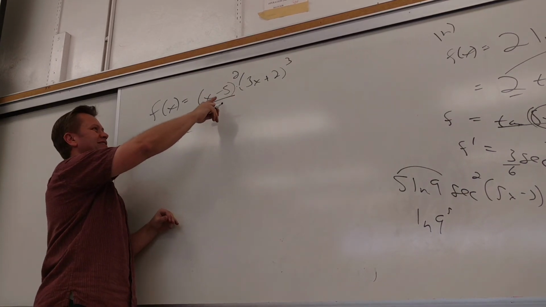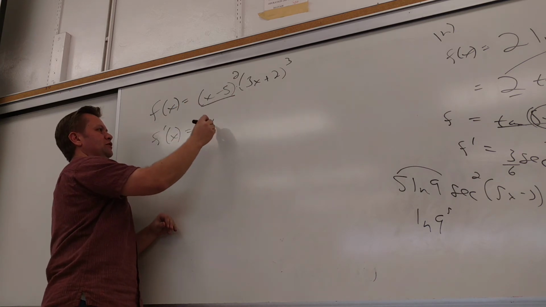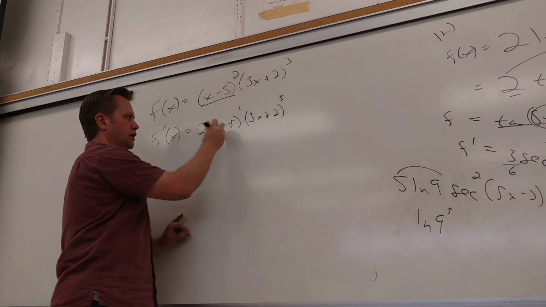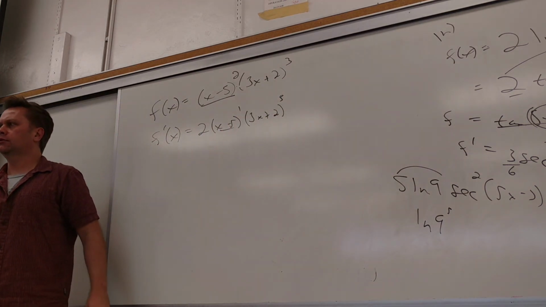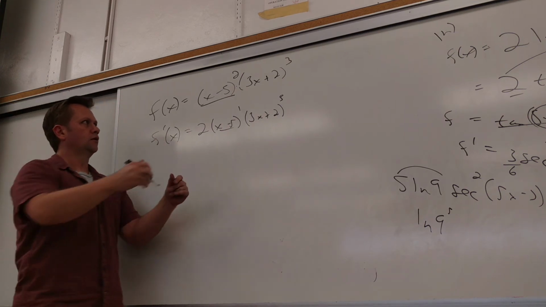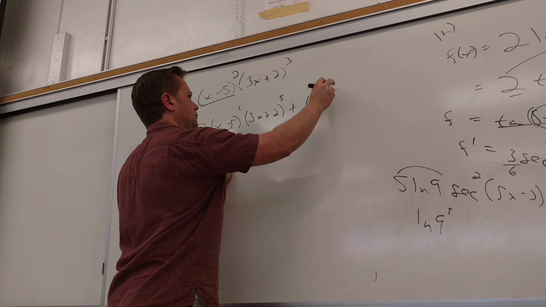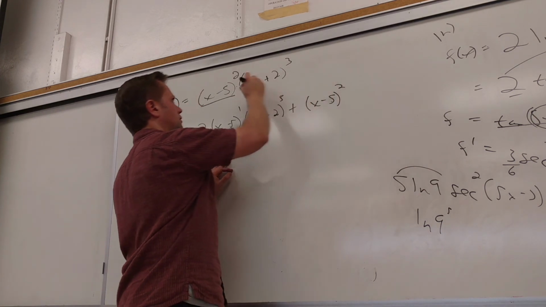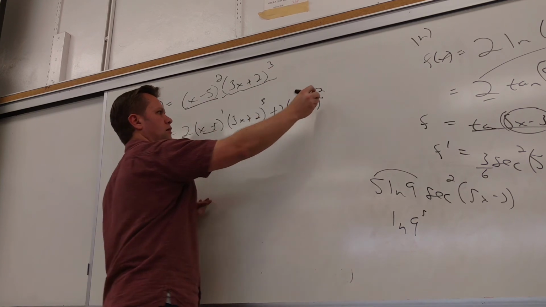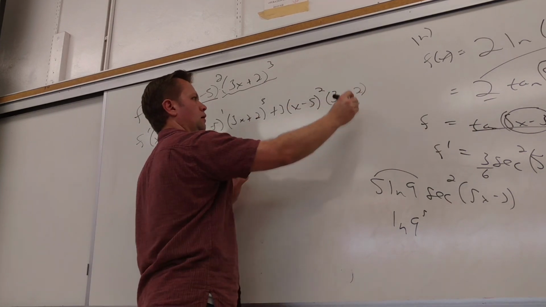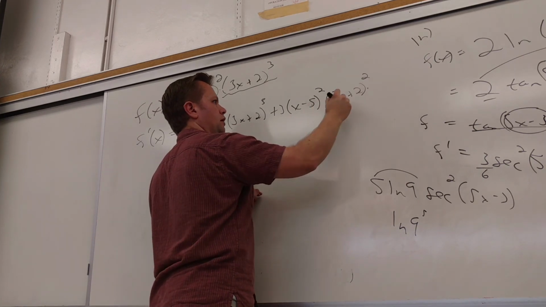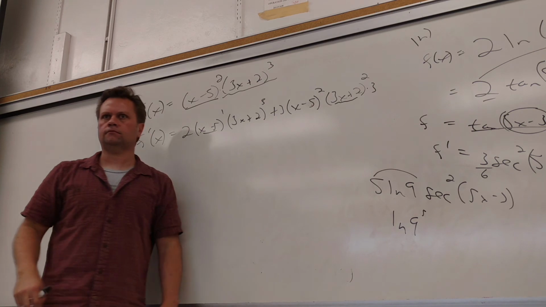Take the derivative of that. So I get 2 times x minus 5 to the first. The inside derivative would be 1. It's linear with a slope of 1, so you don't even have to worry about it, right? Plus, leave the first piece alone, and then take the derivative of this guy. What's going to happen there? 3 is going to come down. And the derivative of that is 3. I like it.